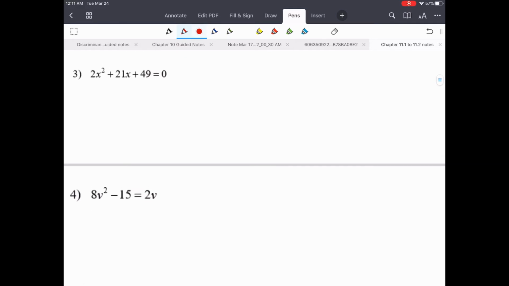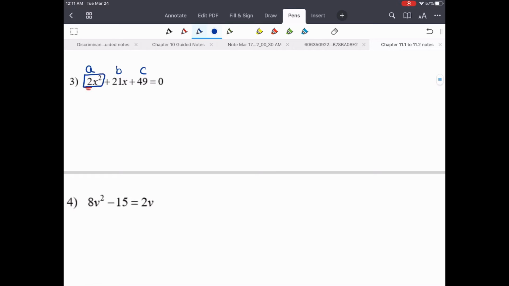All right, now this one right here, just a little bit different, but not that much different. What you might notice here is you've got a leading coefficient that is not 1. Now let's kind of go over what you want to do. When the leading coefficient is not equal to 1, you want to take the A term, and usually I just tell people to stick with the coefficients, and take the C term, 2 and 49, and you want to multiply them. So 2 times 49 is 98.